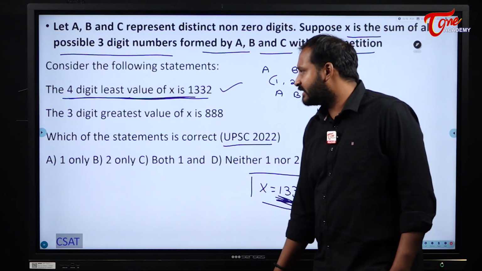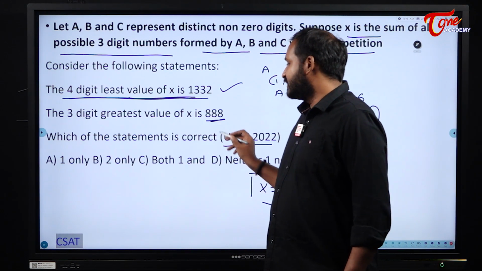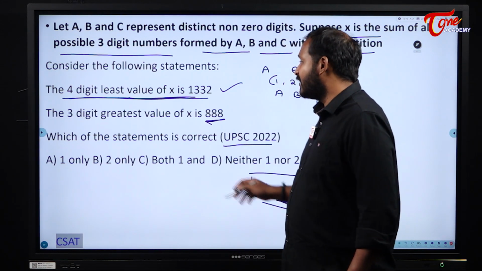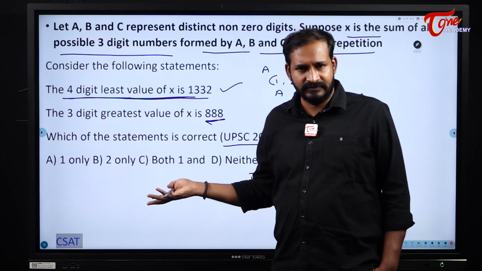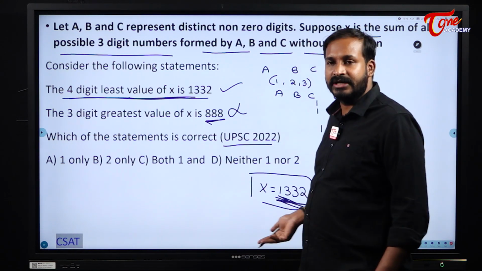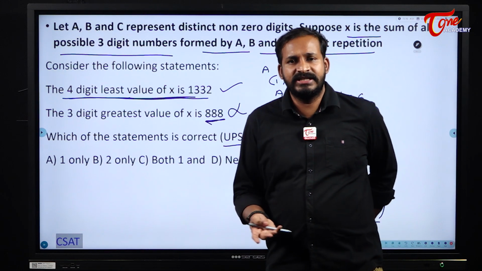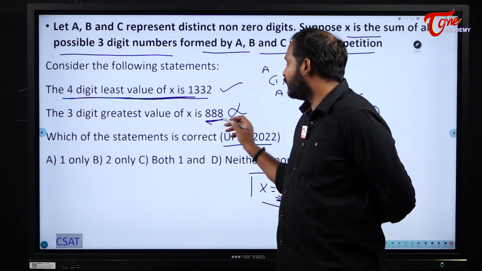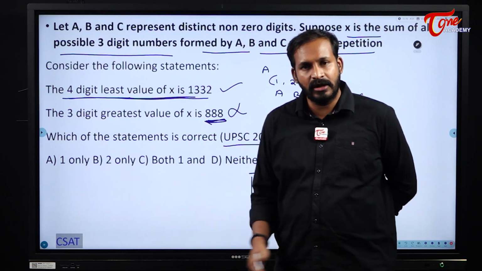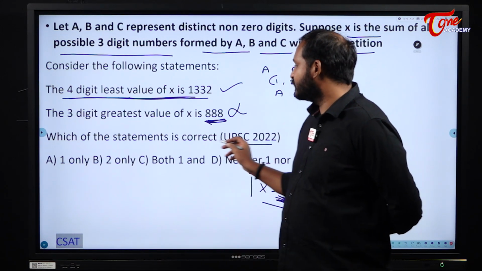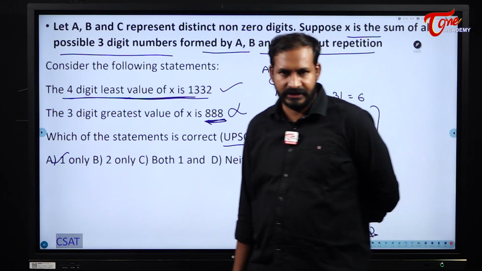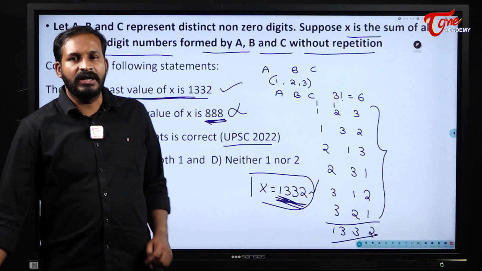Next, the 3-digit greatest value of x is 888. See, the least value is 1332. When I add, how can I get a 3-digit value here? Not at all possible. Why? Because when I add all the least values itself, I got a minimum of a 4-digit number. How can I get a 3-digit number as the sum? That is not at all possible. So only one statement is true here.